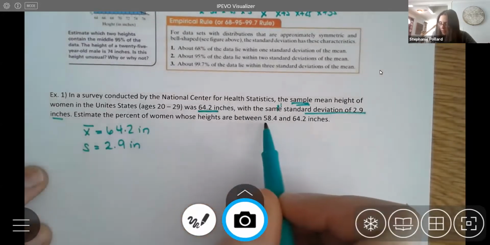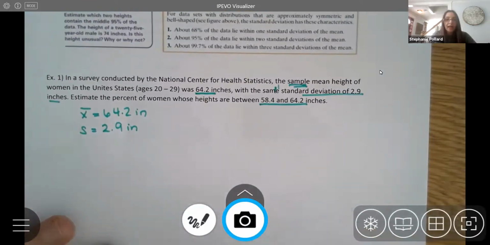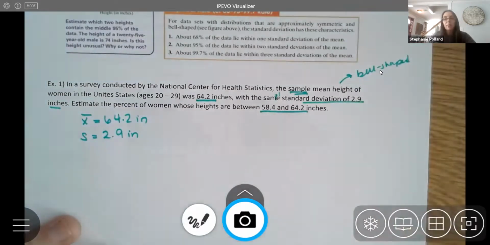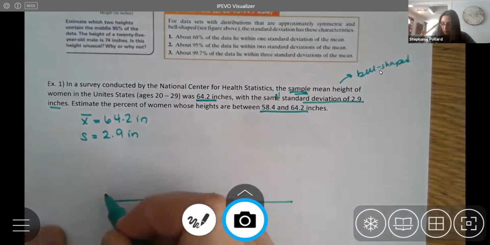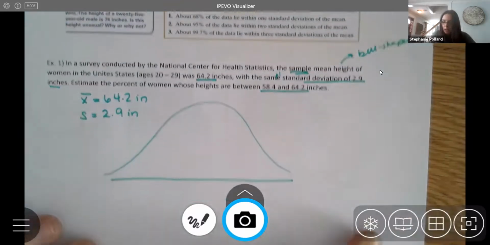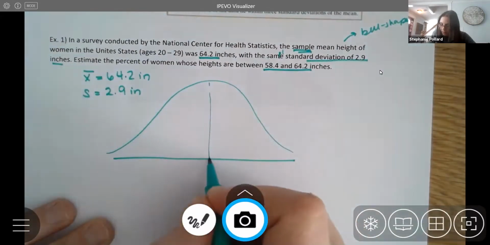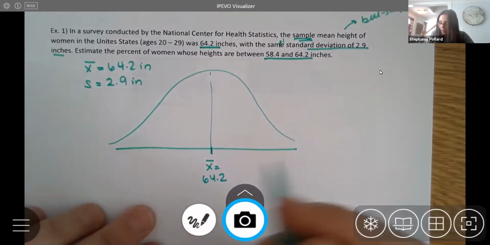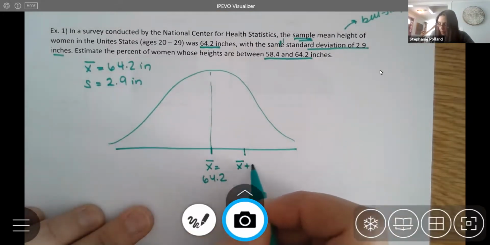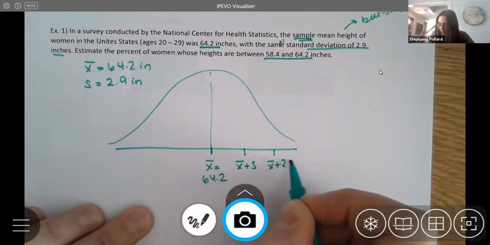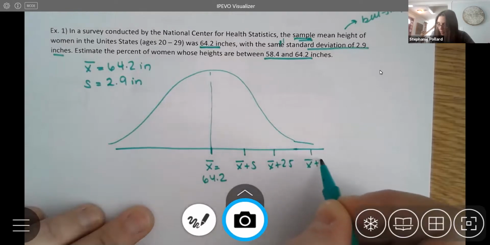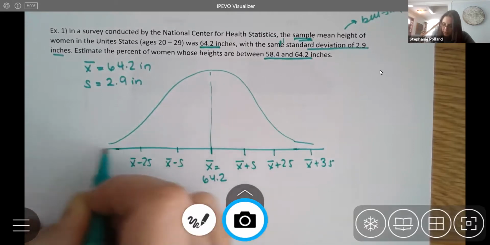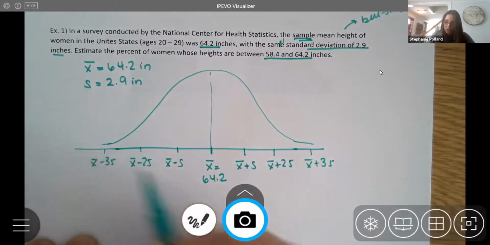Estimate the percent of women whose heights are between 58.4 and 64.2 inches. Now, remember that we said height is bell-shaped, which is key. So because it's bell-shaped, then I can use this empirical rule here. So I'm going to draw my own picture. My mean here is 64.2. So that's the center of my data. And I want to do my calculations. So I'm going to do the mean plus 1 standard deviation, the mean plus 2 standard deviations, and the mean plus 3 standard deviations. And I'm going to do the same thing over here. I'm going to do the mean minus 1 standard deviation, minus 2 standard deviations, and then minus 3 standard deviations. So you can see what we're talking about.